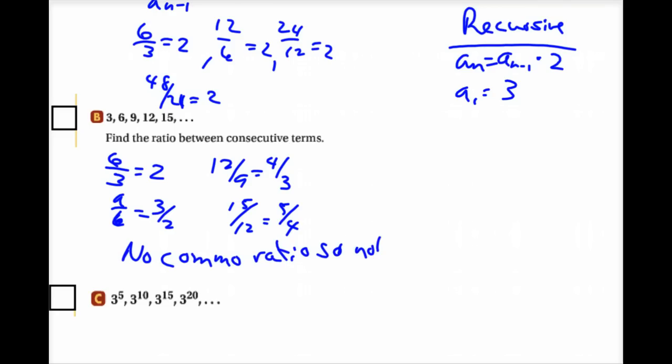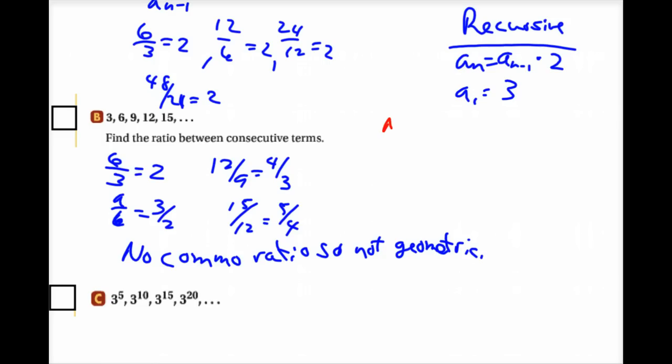So not geometric. And hopefully when you first looked at this, you said, wait a minute, that's not geometric, that's arithmetic, because I can see it goes up by 3s. You go up by the same amount, then it's arithmetic. We add or subtract by the same amount.